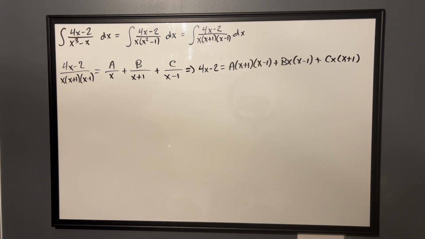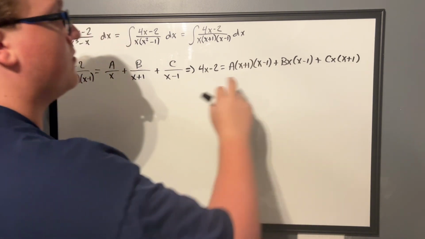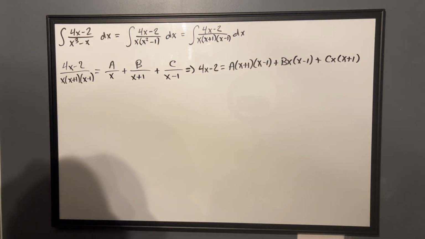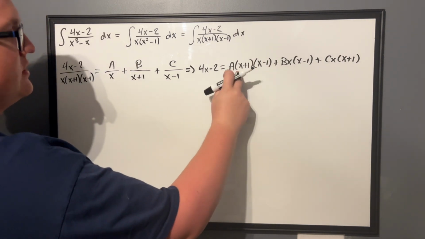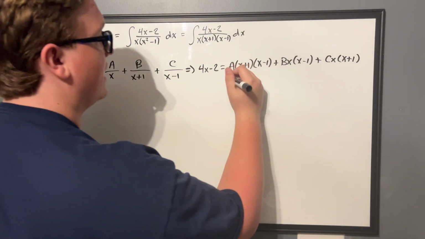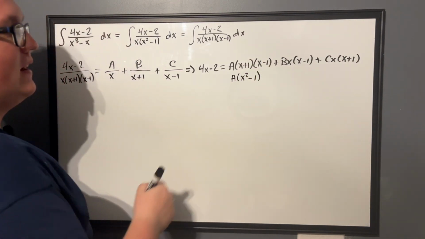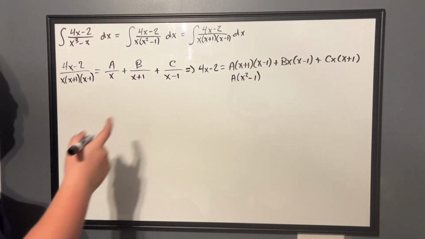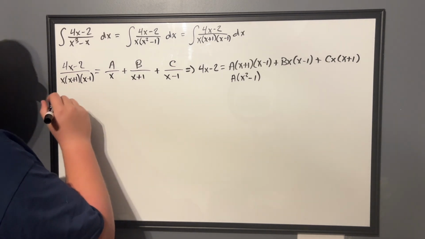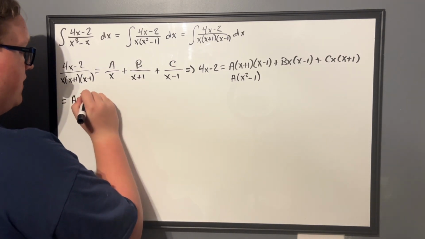So now we can expand this right side in order to solve for A, B, and C. It's going to take a few steps, but we'll get there. Notice that this is the factored form of x squared minus 1, so this is the same as A times x squared minus 1. Everything else we can distribute out pretty nicely. When we distribute A to everything, we have Ax squared minus A.